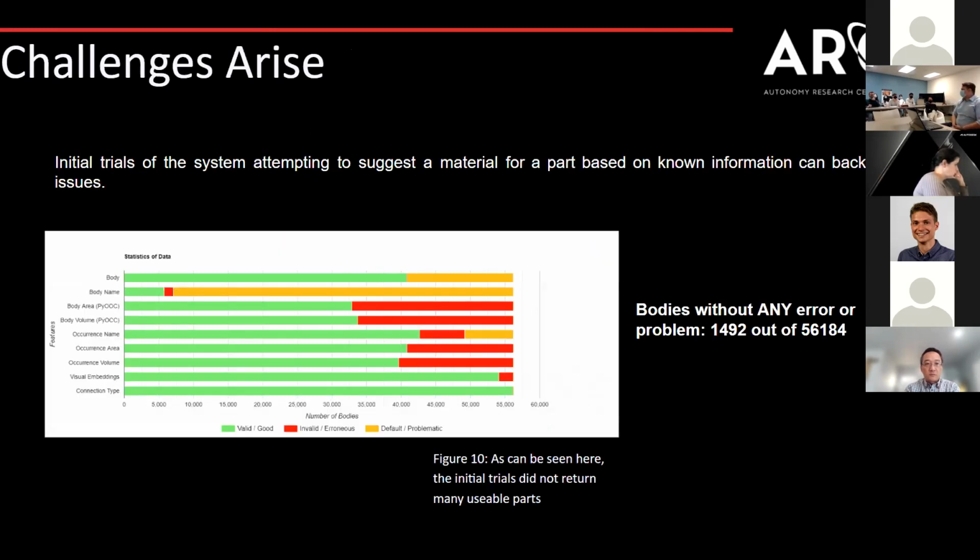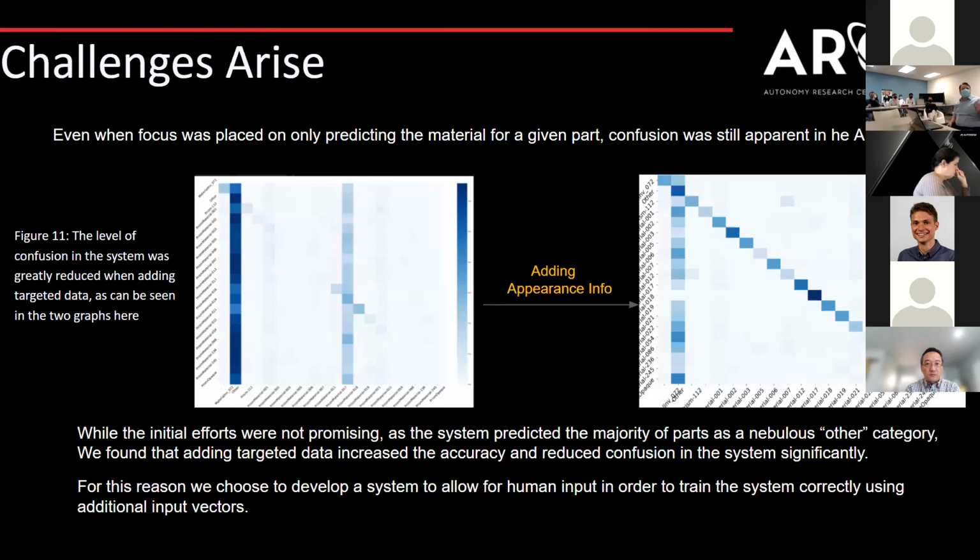So initial trials of these sort of systems were promising, but they had some issues. We were attempting to suggest a material for a part based on known information, and it came back with a little bit of issues. As you can see, we had very few bodies without any errors. So in order to minimize this, we decided to look at the confusion that was apparent in the AI. As you can see on the left, it's not very organized. There's a lot of confusion. And then on the right, once we added some appearance info, the confusion lessened to a manageable point.